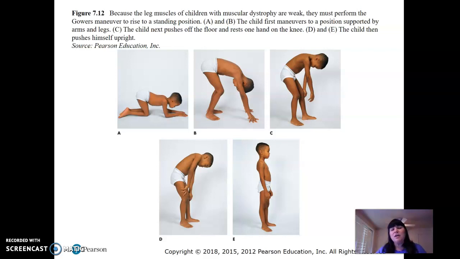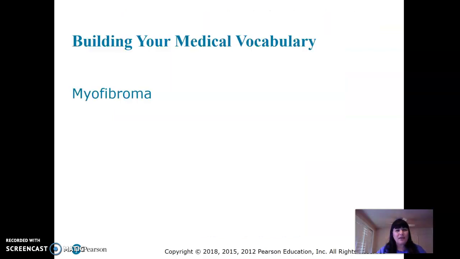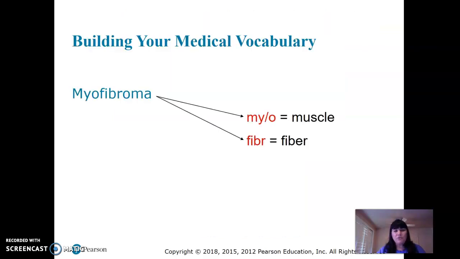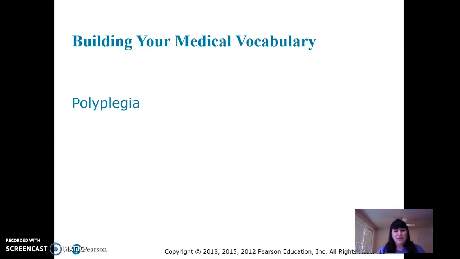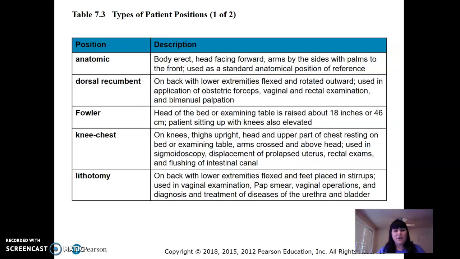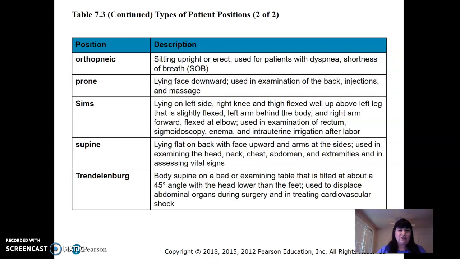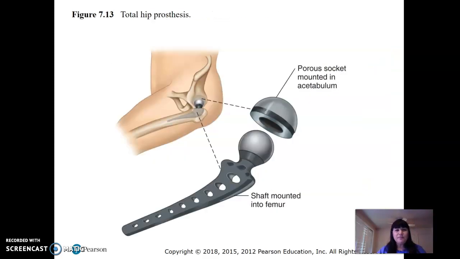So they talk about how to diagnose MD. They talk about that here. They talk about patient positions. This is really neat. This starts on page 193, goes to page 194. Sometimes you need to position patients to do different procedures. So you guys could take a look at that.